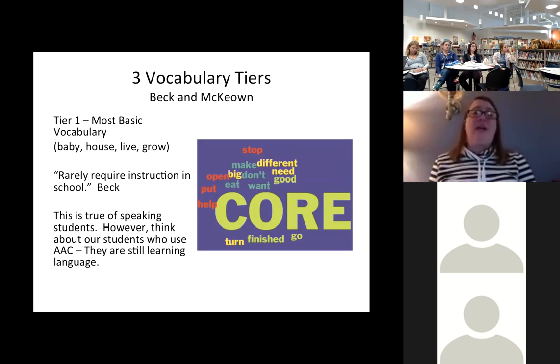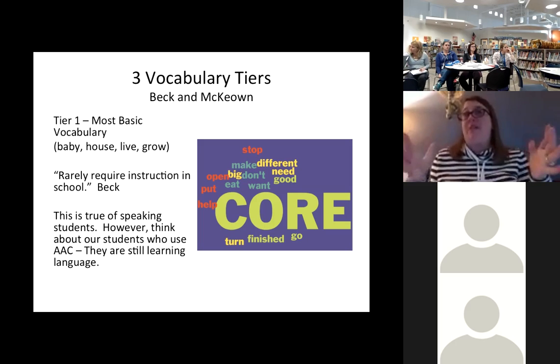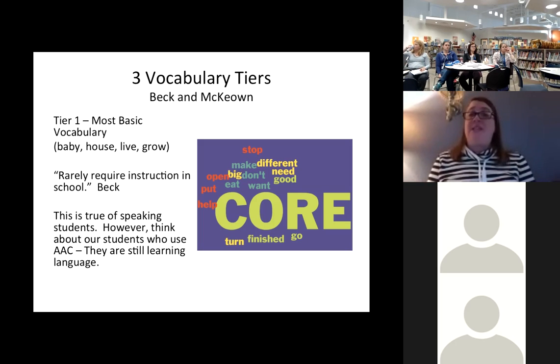And so again, we could talk about Isabel Beck, who has come out with 3 tiers of vocabulary. Tier 1 are those most basic vocabulary words. This is where I say we can go beyond core, because words like baby, house, live, grow may not be on our core vocabulary list of 350 words. Beck says these words rarely require instruction in school. But I want you to think about your students, who, if they're in that K through 3 age range, are probably just getting started with their AAC systems.